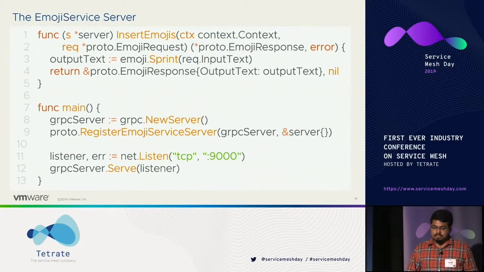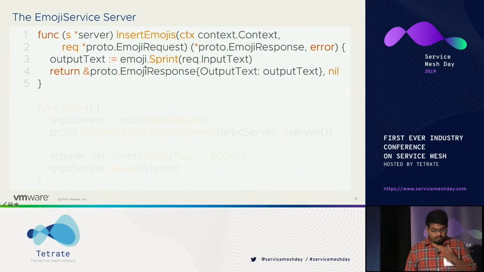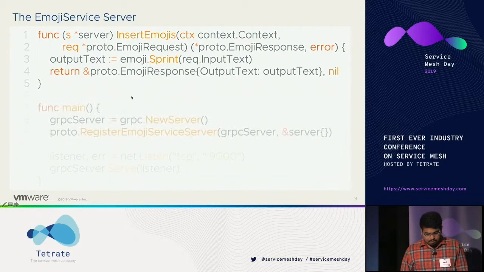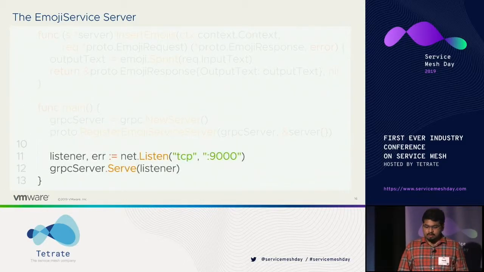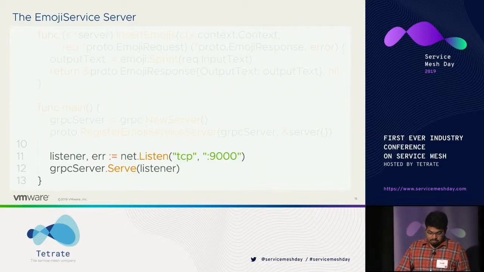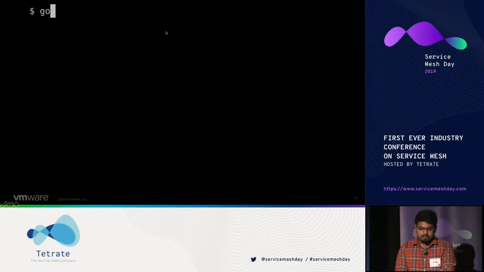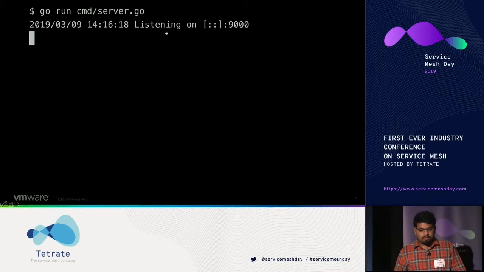Here is the implementation of my server. It's very simple. So we have this type called server with the insert emojis function. I'm using a package that I found on GitHub, and when I pass in a string with embedded keywords in it, this returns a string with the emoji icons in it. We take the output text and return it as the response. In the main function, I create a simple gRPC server, register our implementation, and finally start listening to requests on port 9000. We have the server ready, and when I run it, this is what it's going to do. It's going to wait for requests on port 9000.